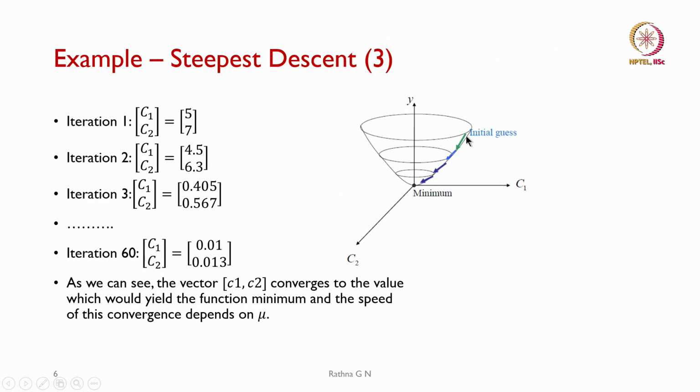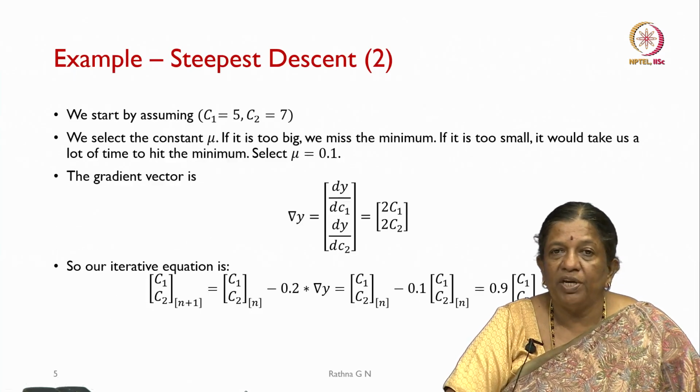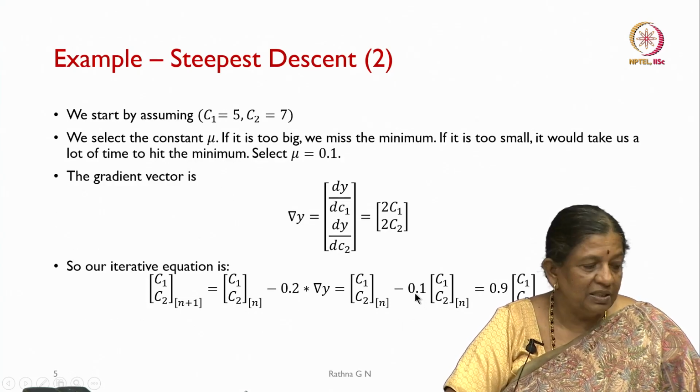So, you will be seeing that the initial guess, what you have taken, C1 C2, and then you are traversing down. So, here it is going to be 0.01, 0.013. As we can see, the vector C1 C2 converges to the value which would yield the function minimum, and the speed of this convergence depends on our step size. In this case we had taken it as 0.1, which is our step size mu basically, that is what we have assumed.